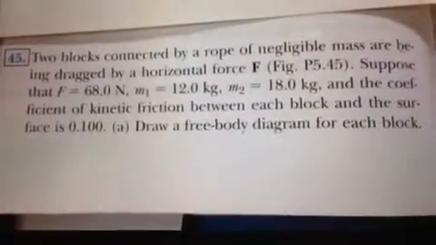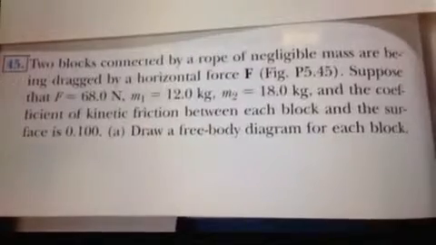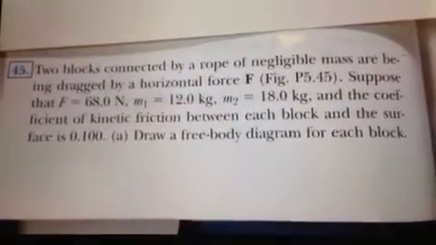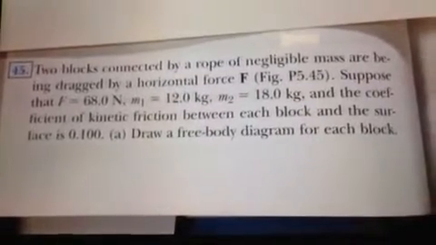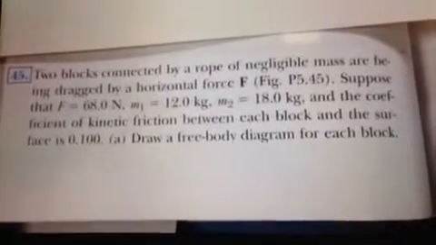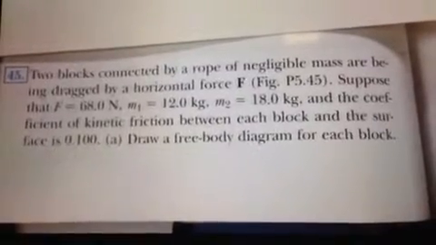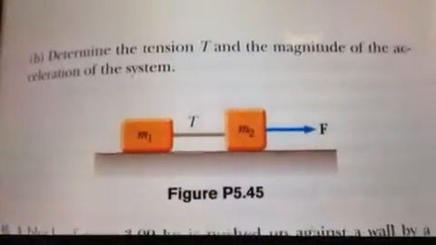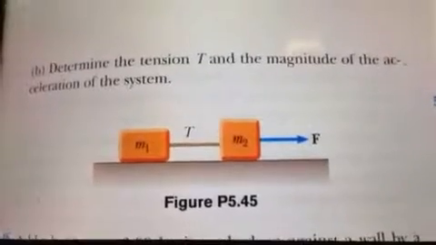Two blocks connected by a rope of negligible mass are being dragged by a horizontal force F. Suppose that F equals 68 Newtons, M1 equals 12 kg, M2 equals 18 kg, and the coefficient of kinetic friction between each block and the surface is 0.1. A. Draw a free body diagram for each block. B. Determine the tension T and the magnitude of the acceleration for the system.